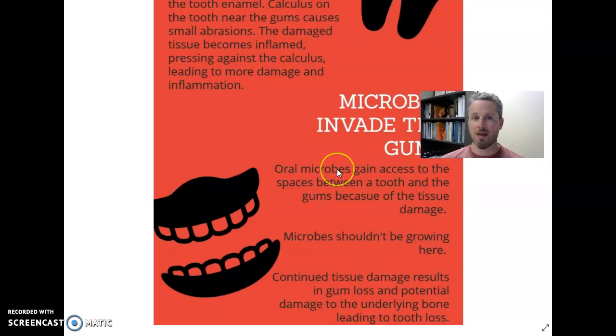And it all starts with that plaque on our teeth becoming hardened, forming calculus, abrading my gums, causing tissue damage. That's prolonged. The gum tissue recedes because I lost it. It's been damaged so much. Then bacteria invade the space where the gums were. They continue to grow and damage even deeper tissues, and that's periodontitis.